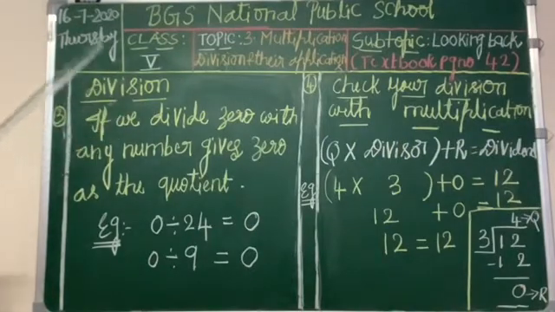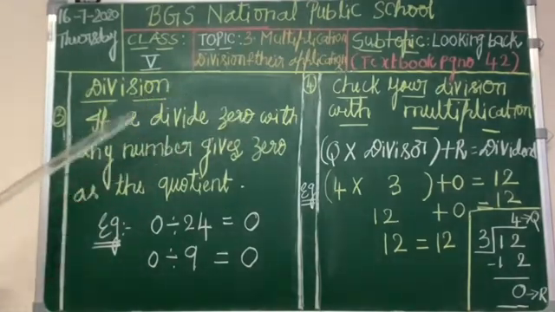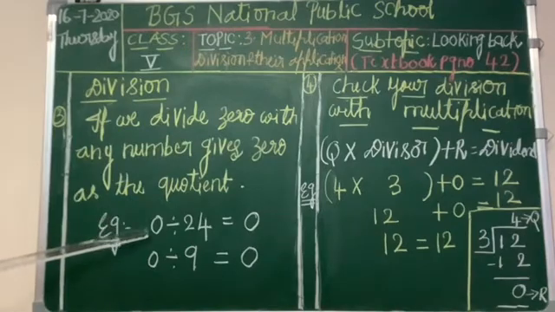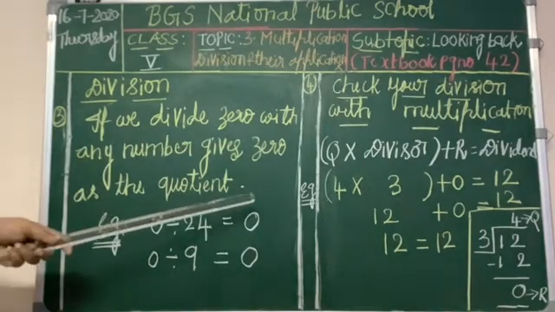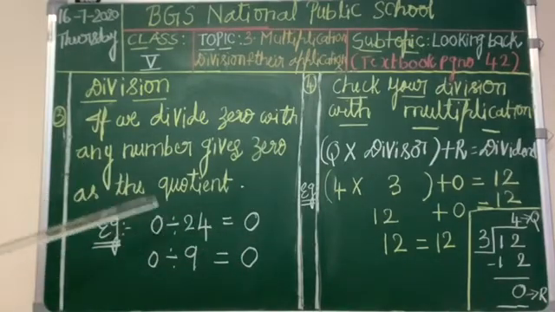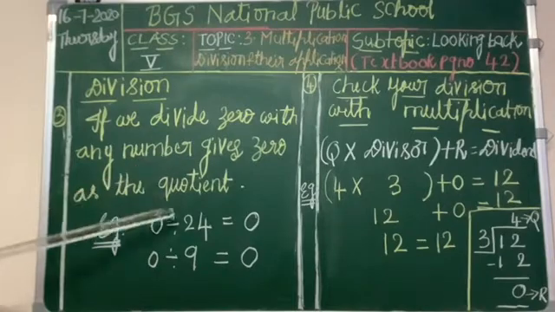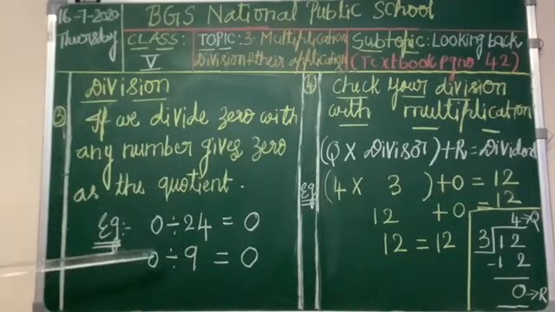Now we are going to learn about the third property of division. What is the third property of division? If we divide 0 with any number, it gives 0 as the quotient. If you divide 0 with any number, it gives 0 as the quotient. That means 0 divided by 24 equals 0. 0 divided by 9 equals 0. Because here what will happen? Here 24, if you multiply any number with 0, you will get 0 only as a result. Is it clear, children? The third property.